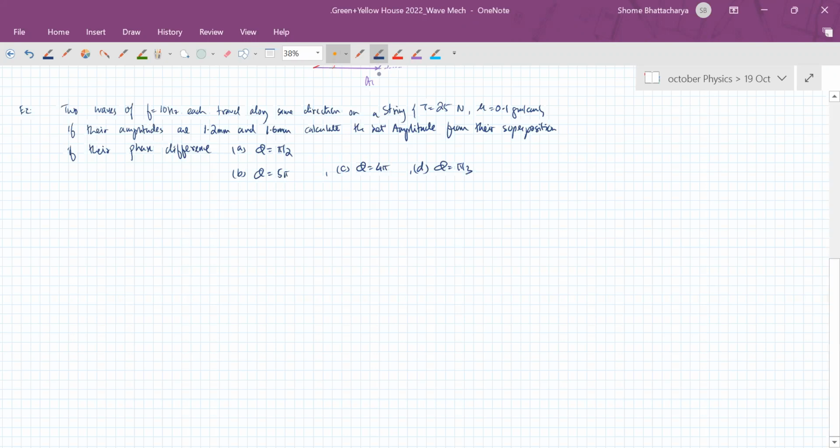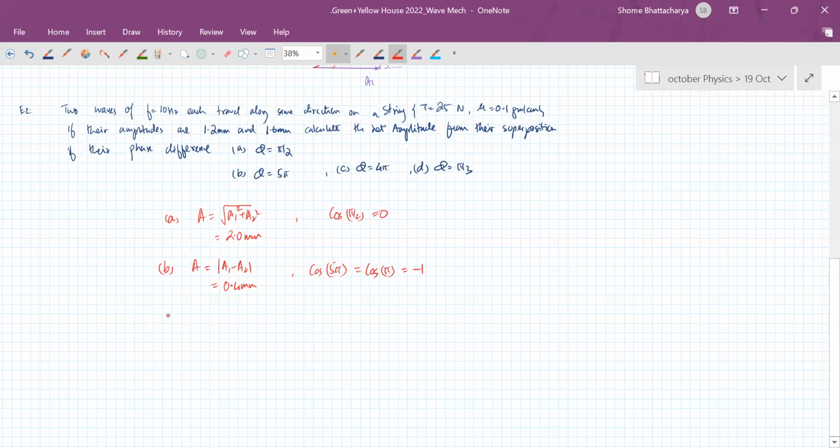So in the A part, you can see that your net amplitude will become root of A1 square plus A2 square, because cos pi by 2 is 0. So it will become 2.0 millimeters. In the B part, you can see that the net amplitude will become the difference of the two amplitudes, which will become 0.4 millimeters, because cos 5 pi is the same thing as cos pi, is the same thing as minus 1.